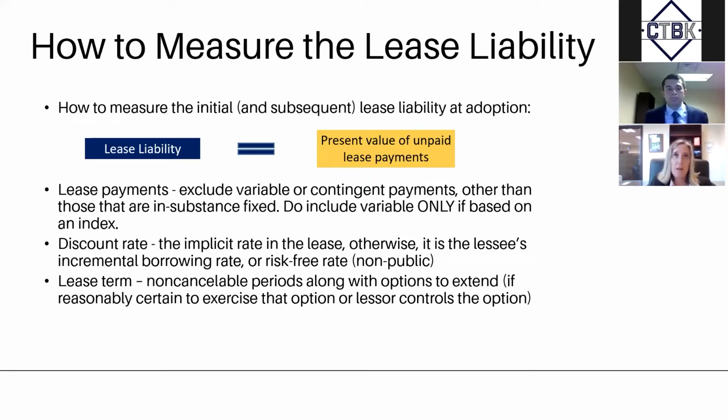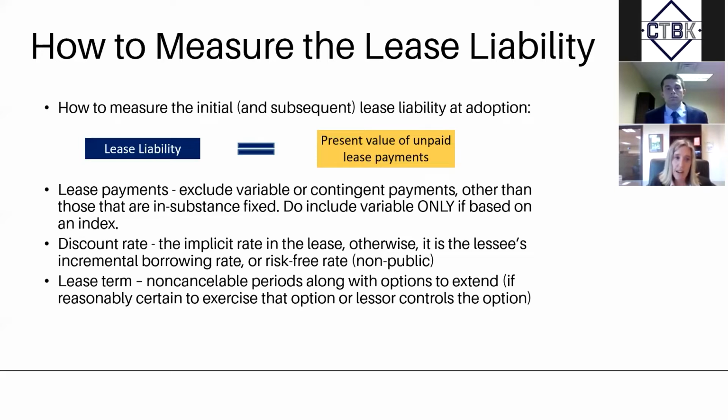So if you have variable payments based on LIBOR or Prime, those would be included in the calculation of lease payments in calculating the lease liability. If you have a contingent payment that's based on your operations, on revenues, those would be excluded from the calculation. So they're typically fixed payments or variable payments that are specific to an index.